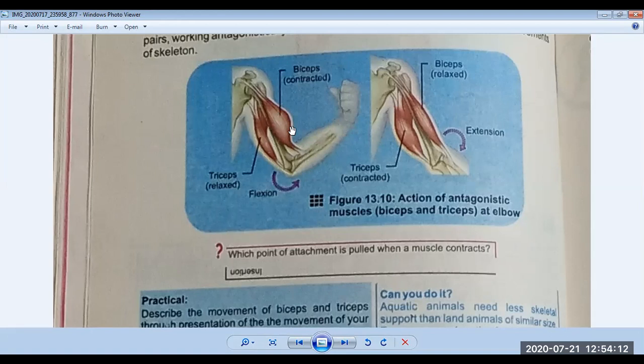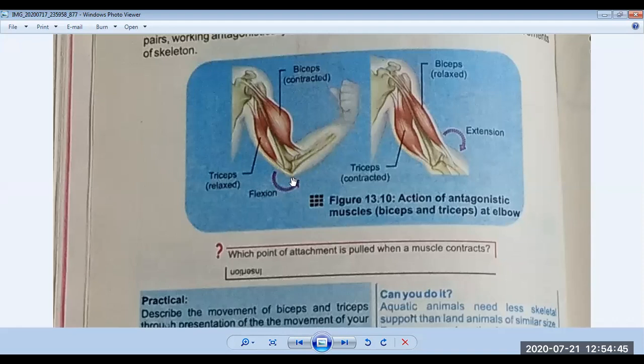Yes, this is true. When the bicep muscle contracts, we can see this is a tendon, and this is an insertion point because here the muscle is attached to the movable bone. So what will happen? The forearm insertion end is pulled upward. You can see in the diagram it is flexion of the elbow joint. This movement is called flexion.